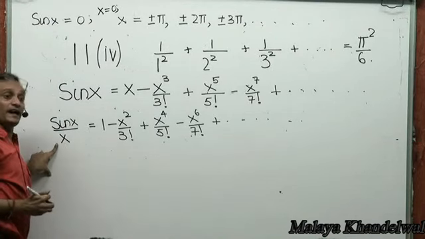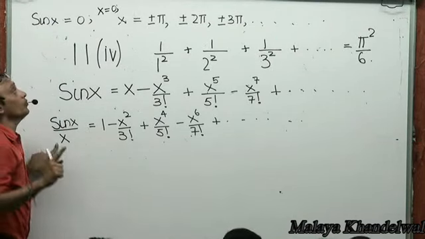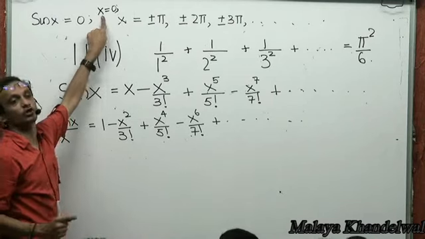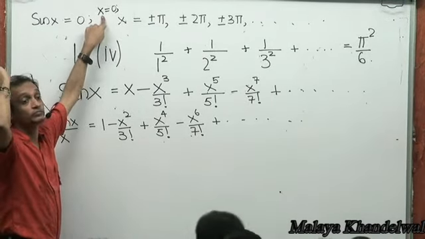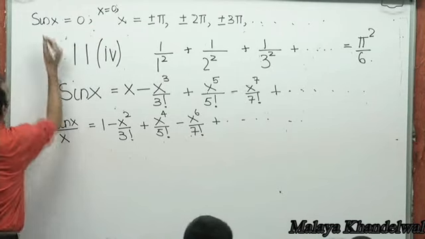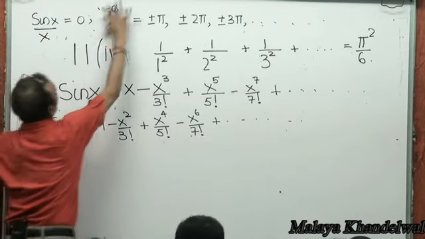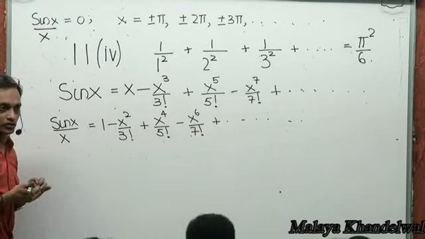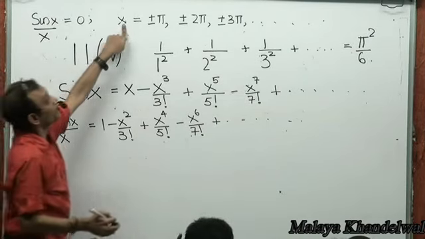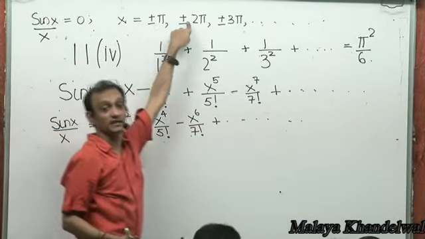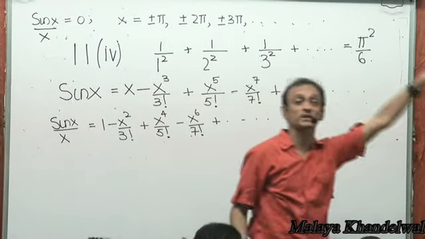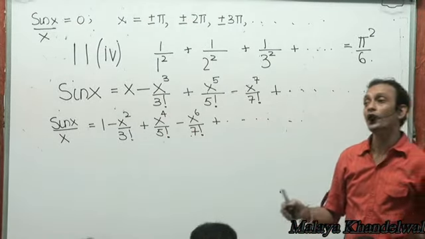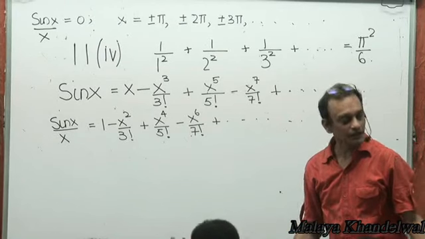However, sin x by x will not become 0 at x equal to 0, because it will be undefined at x equal to 0. So when I talk of sin x by x, it will become 0 when x is plus minus pi, plus minus 2 pi, plus minus 3 pi, and so on and so forth. How about it? Right?